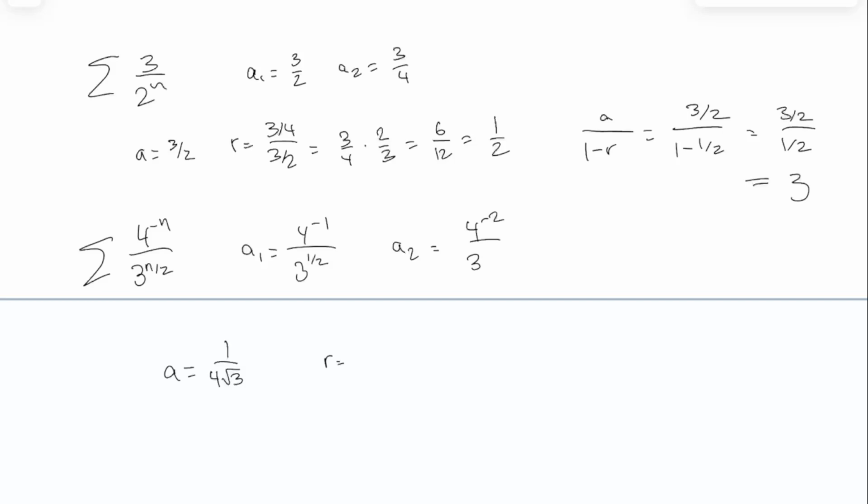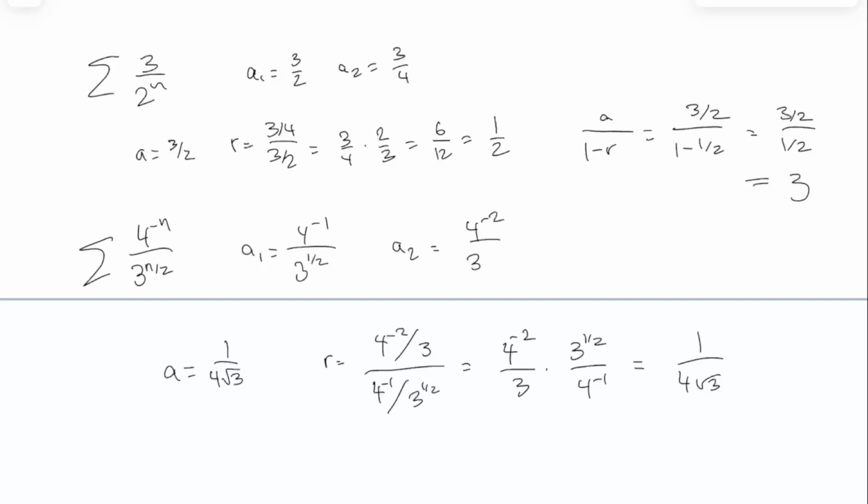And then anyway, the R would be A2, the second one, 4 to the minus 2 over 3, divided by the first one, 4 to the minus 1 over 3 to the 1/2. If I write it as multiplying the reciprocal, which I find easier, it would be 3 to the 1/2 over 4 to the minus 1, like that. And then cancel the 4s. This is a little complicated. I think I end up with a 4 on the bottom, and then a 3, and also a root 3 on the bottom. I think it's that. Anybody agree? If you simplify these fractions, it's a little weird, but I figure that's what you end up with.